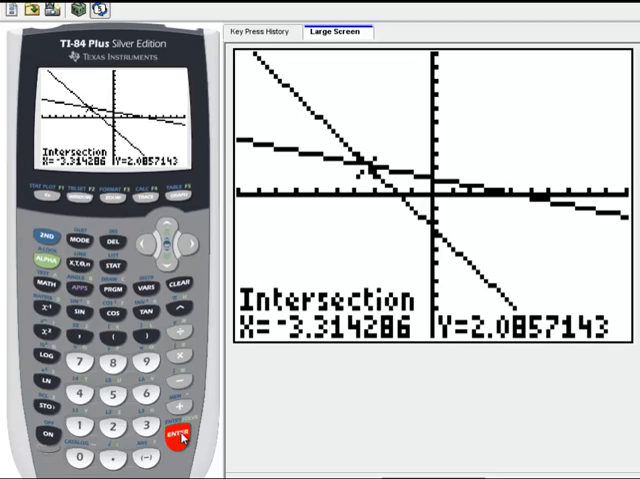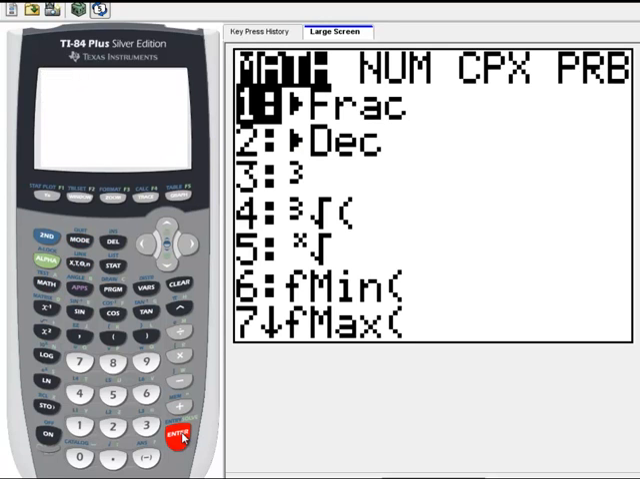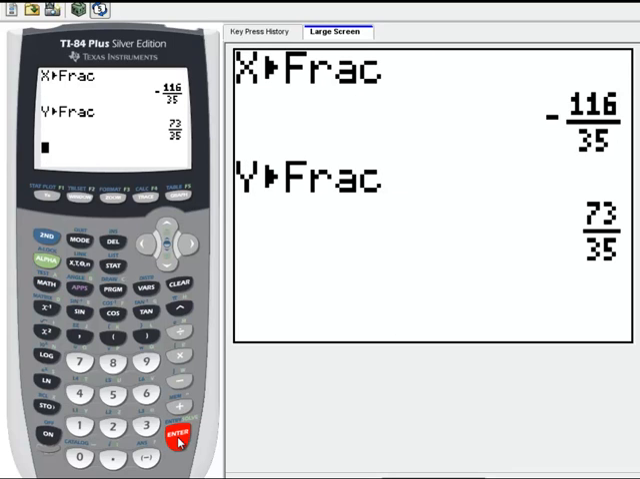Now, we were required to find exact solution if we are able to. Let's try it. Second, quit, home screen. Let's take a look at x, math, fraction, enter. Okay. Got an exact rational fraction for x there. How about y? Alpha, y, math, fraction, enter. Okay, great. Let's record the solution on our paper.